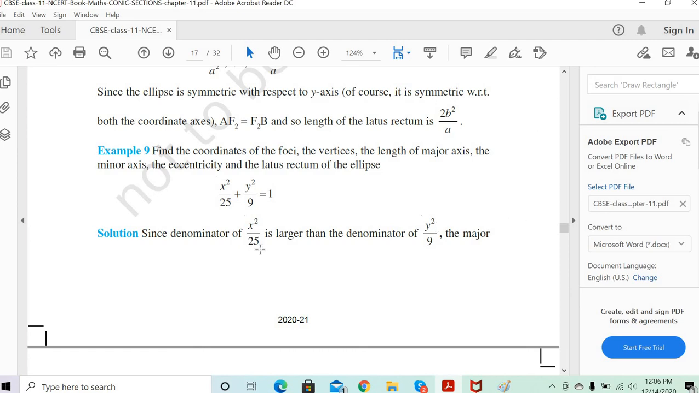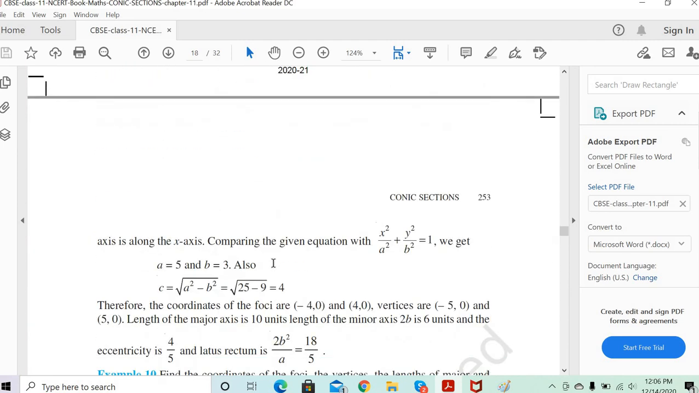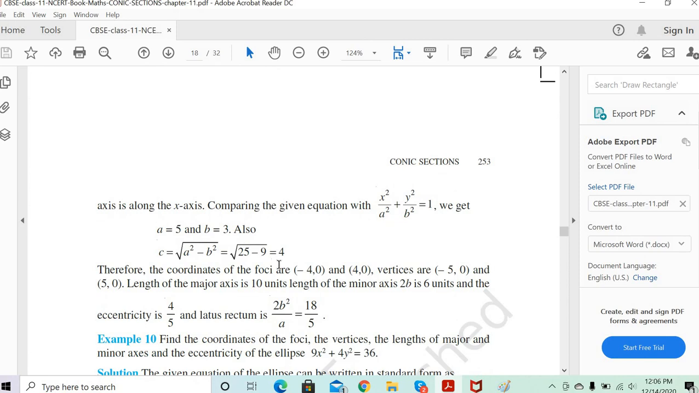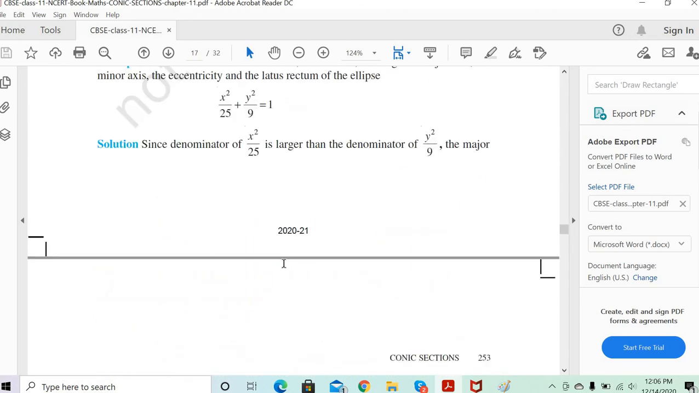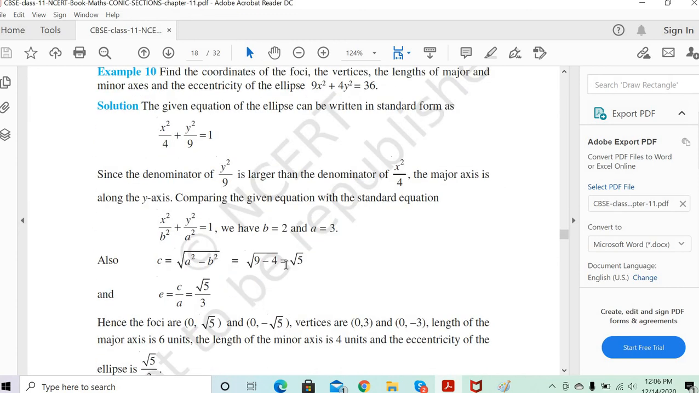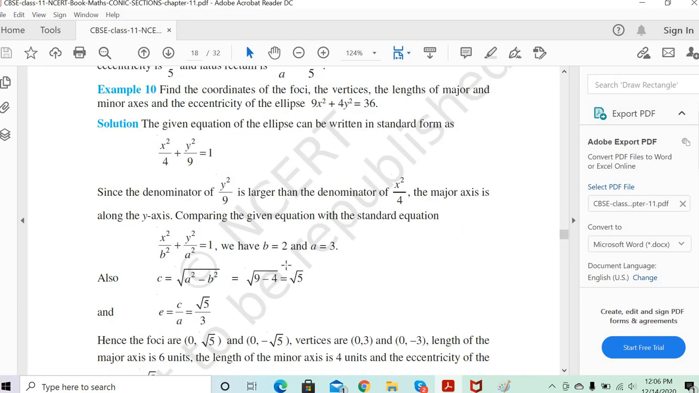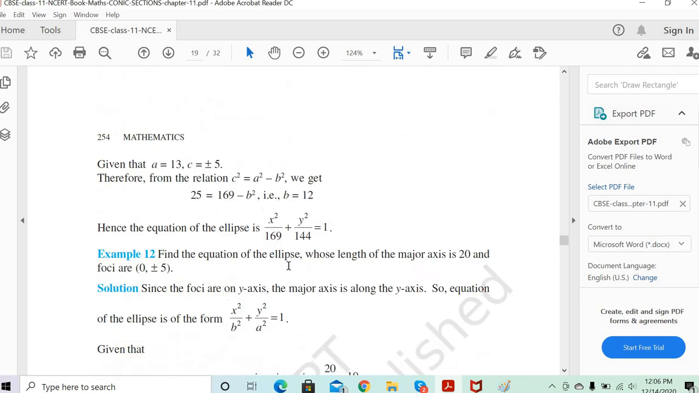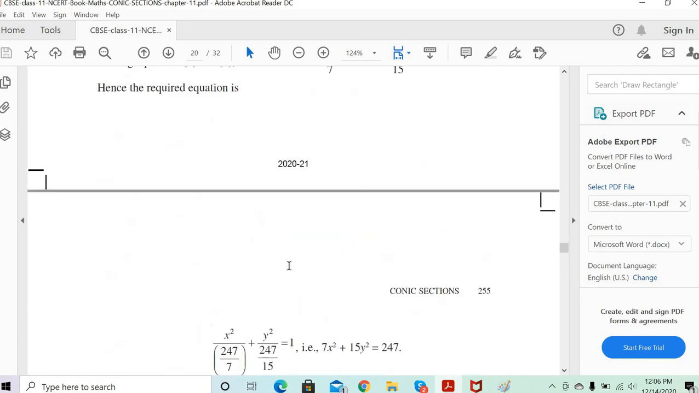A is 5, B is 3, C is 4, D is 4 by 5, and L is 18 by 5. Correct answer. Excellent. Superb. You got it now. Excellent.